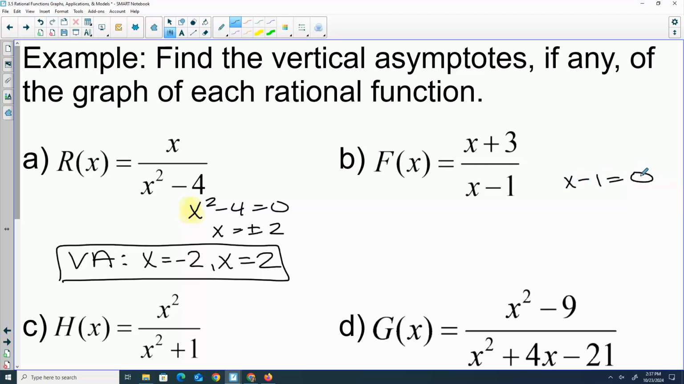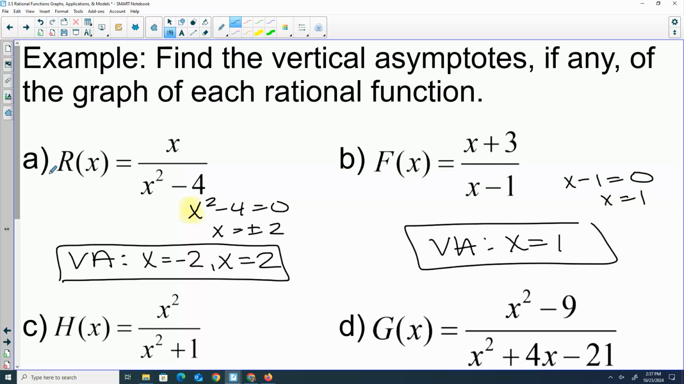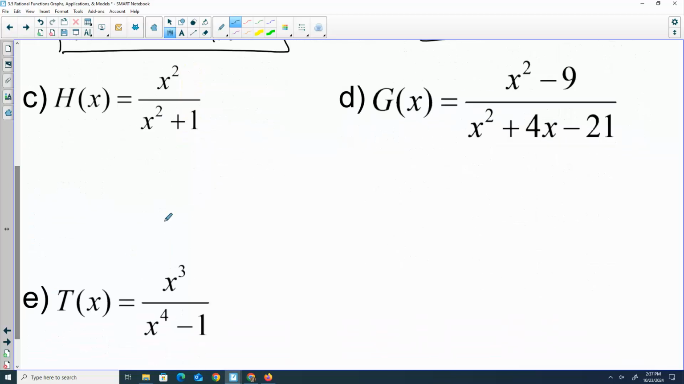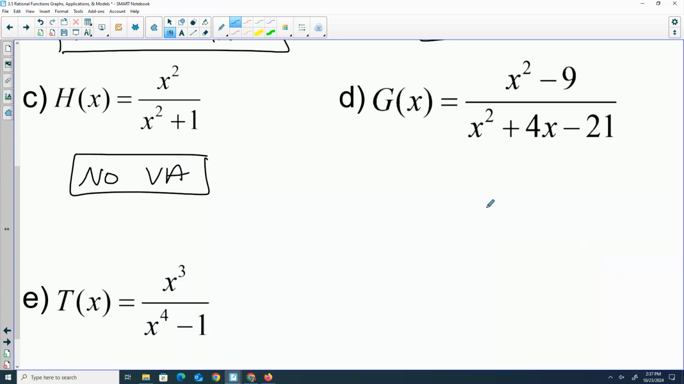Right. So we get 1, so the vertical asymptote is x equals 1. Okay, this one. What did we do with this one when we were finding domain? What makes the bottom 0? Can we graph i? No. So, in terms of this, my domain is everything. So what does that mean for the vertical asymptotes? There is none.